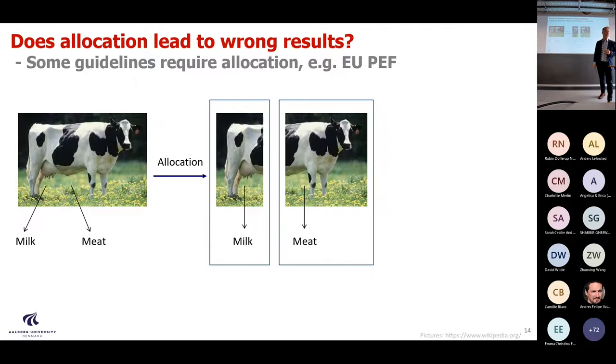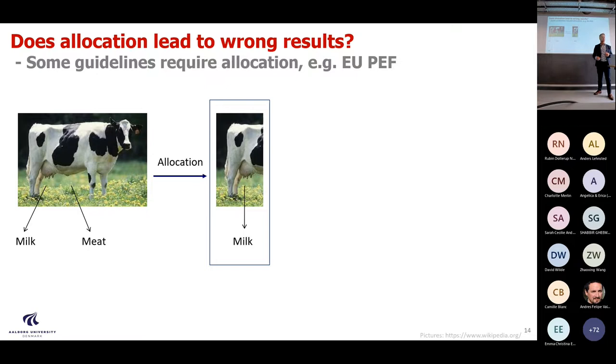And then if I'm only demanding milk, then the product system will look like this here. So we only have half a cow like this, and that is producing only milk. These are the emissions we include.